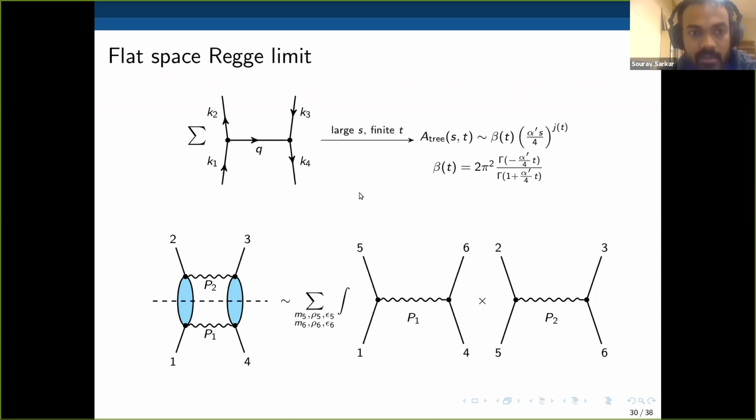Briefly, in flat space, the Regge limit is, let's say we take large s and finite t, and then we sum over the leading Regge trajectory, and we get this Pomeron propagator. And the optical theorem works in the same way, that we cut the vertical lines, and these include a sum over all states in the string theory that could couple to the dilaton and the Pomeron.